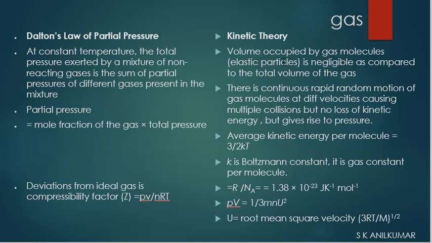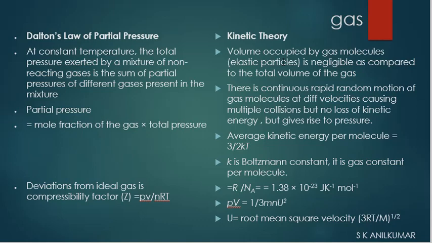So, a football or a cycle tube has pressure because of the continuous rapid random motion of the gas molecules at different velocities causing collisions, not losing energy but giving rise to pressure, because gas molecules are elastic and expand to occupy all the space available in that container.